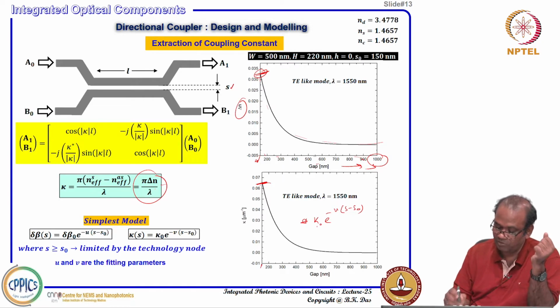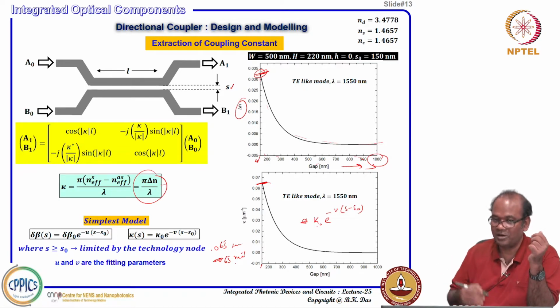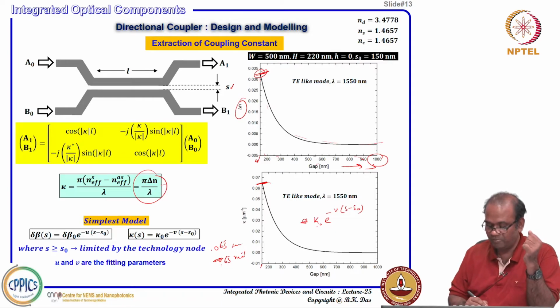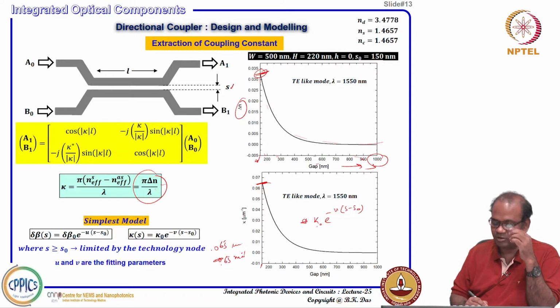If it is 0.065 per micrometer, then per millimeter it will be 65 per millimeter. And per centimeter, you have to multiply by 10 again, so it will be 650 per centimeter. That way you can keep on calculating as you go for longer lengths, and it is obviously an exponential decay.